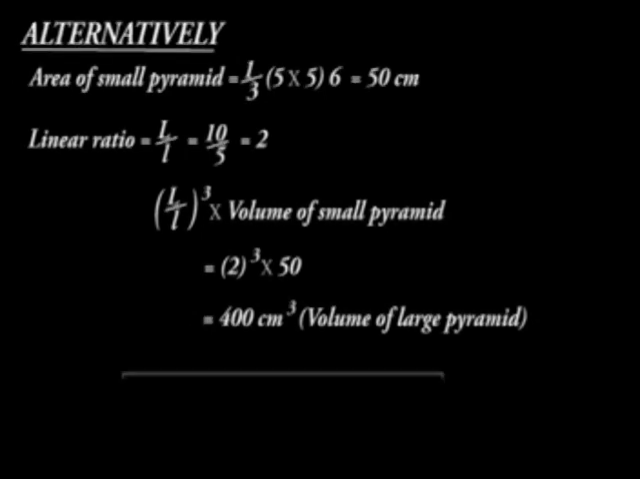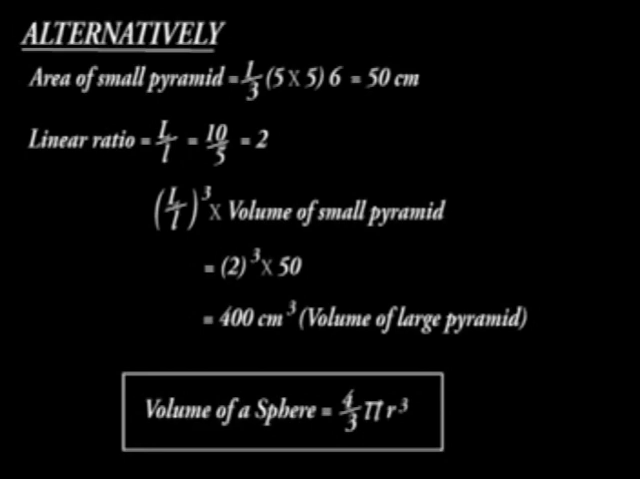The volume of a sphere is calculated as 4 over 3 pi r cubed.